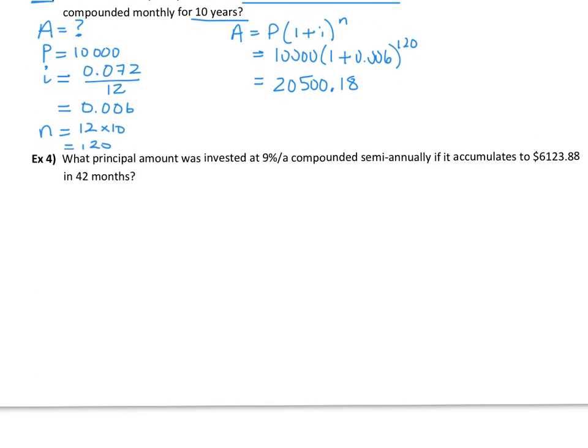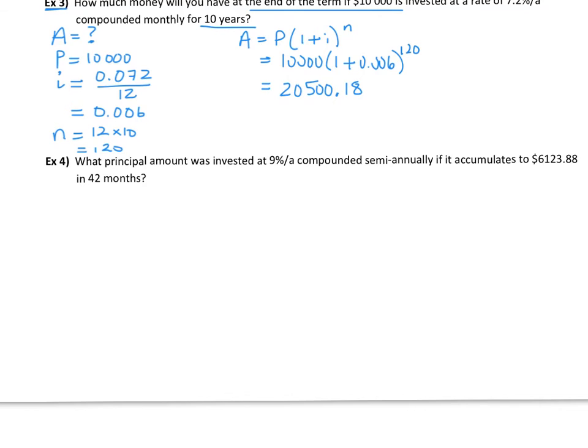All right, next one. What principal amount was invested at 9% per annum? So this time we're asked for the principal amount. That's our unknown. Principal is unknown this time. Invested at 9% per annum. I'm going to put A here next, and then I. So 0.09. It doesn't really matter what order you state these in. Compounded semi-annually. So I've got to divide that into 2 equal pieces here. So that's going to equal 0.045. It accumulates, or adds up to, or ends up with $6,123.88. And in 42 months.